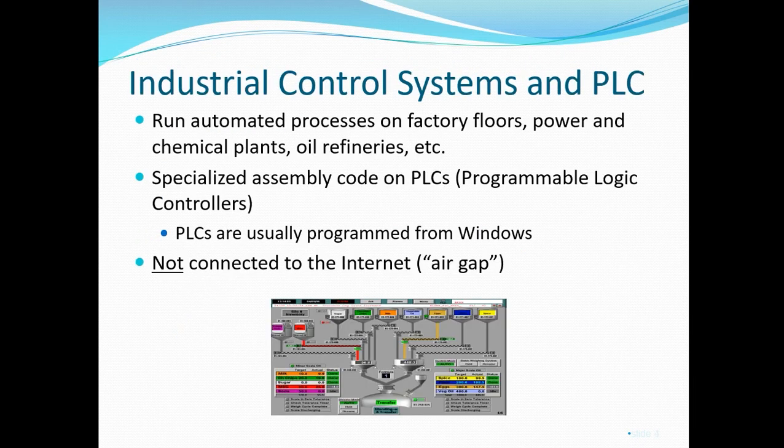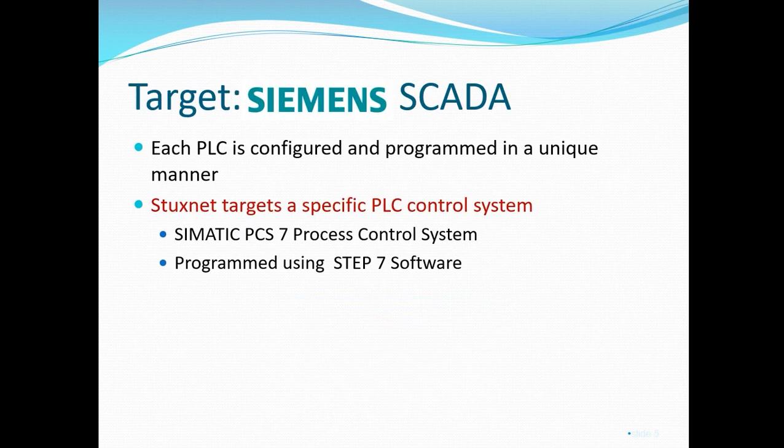Now let's learn about industrial control systems and PLCs. Industrial control systems run automated processes on factory floors, power and chemical plants, oil refineries, etc. They use specialized assembly code on programmable logic controllers, or PLCs, which are programmed in Windows. Also note that these systems are not connected to the internet. The target is Siemens SCADA PLCs, which are programmed using Step 7 software in Windows.